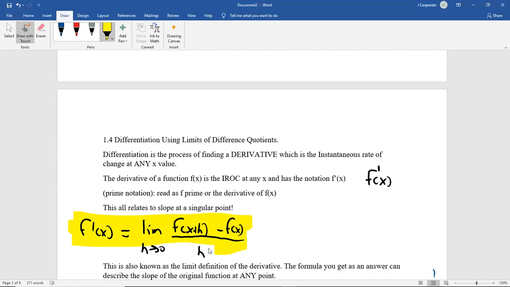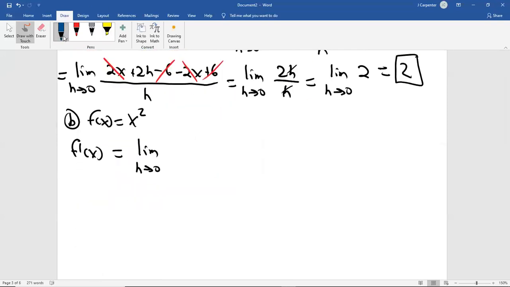Don't you dare ever forget this formula. You won't be using it constantly throughout the semester, but it will come back and bite you every now and then. All right.